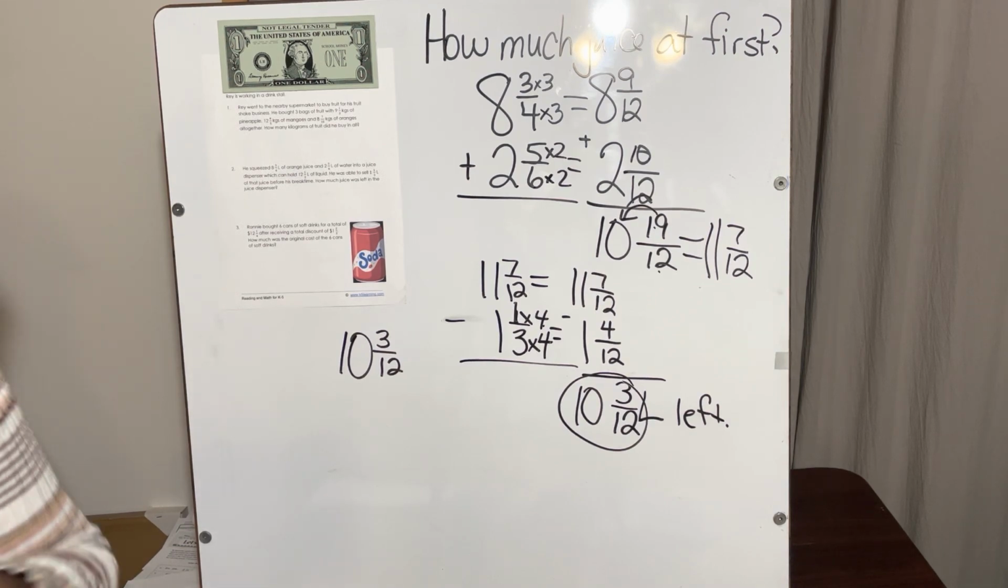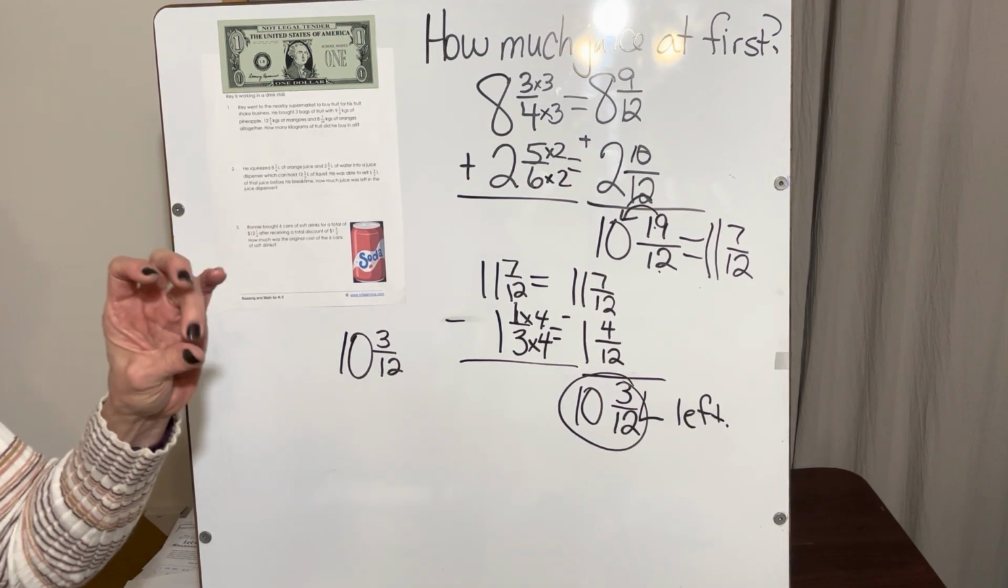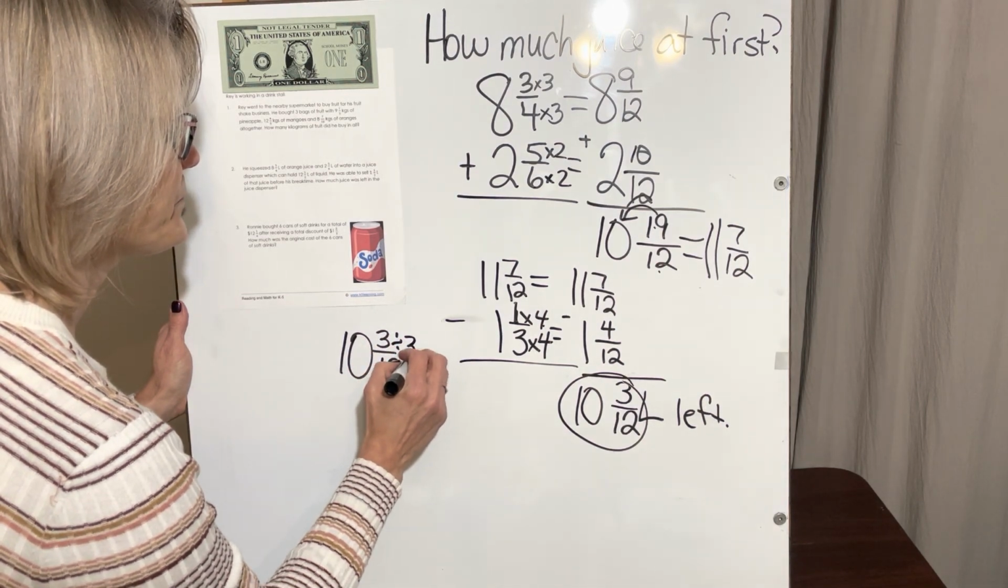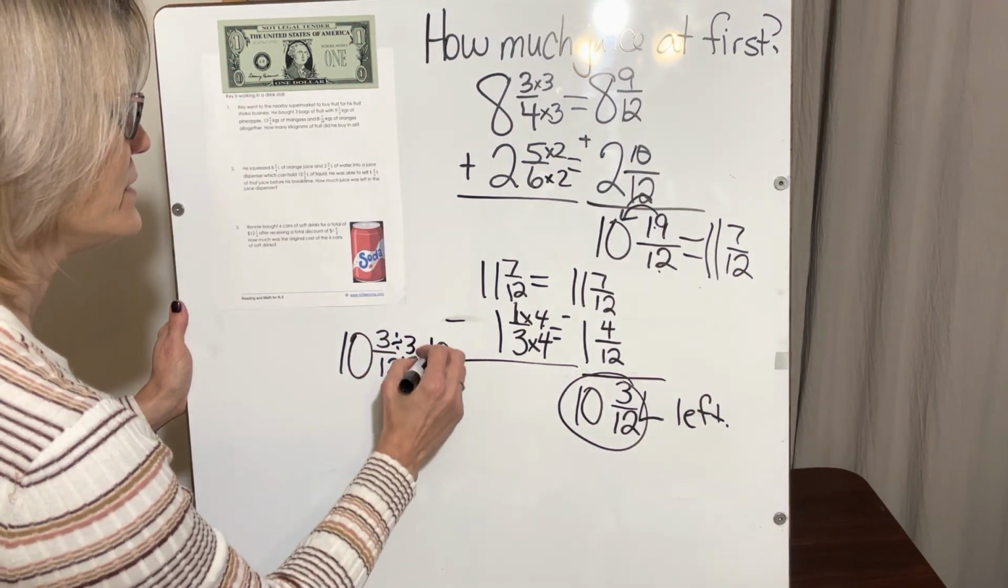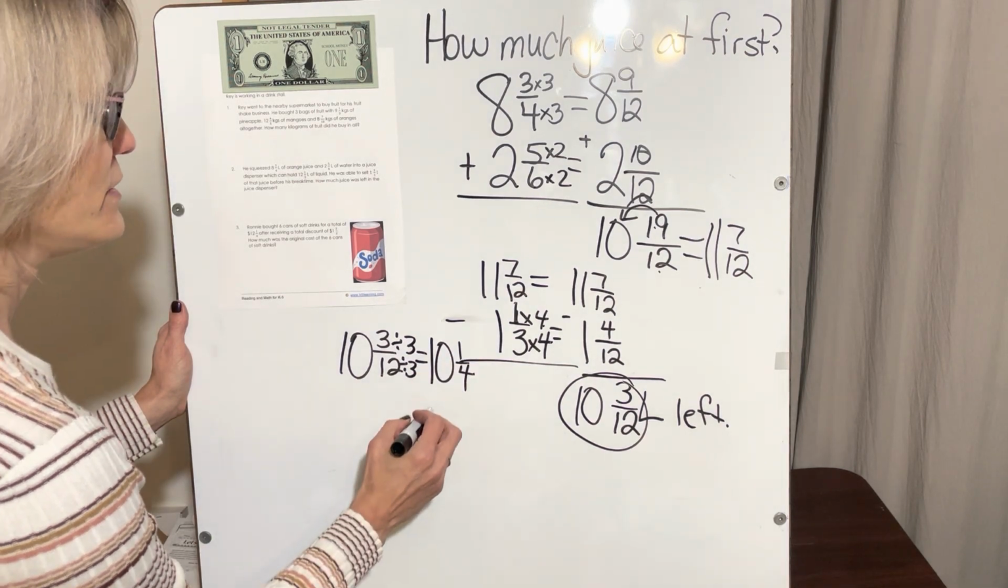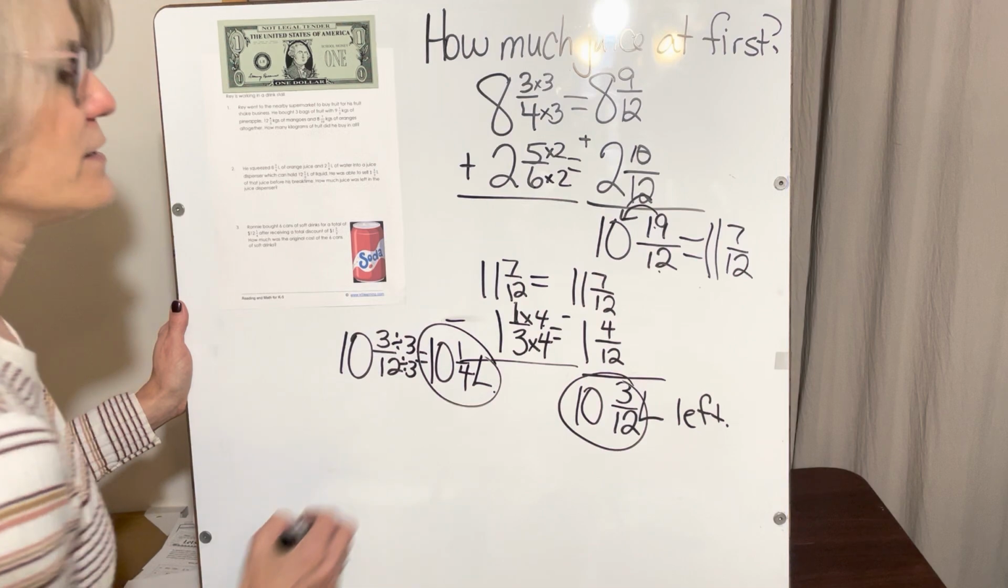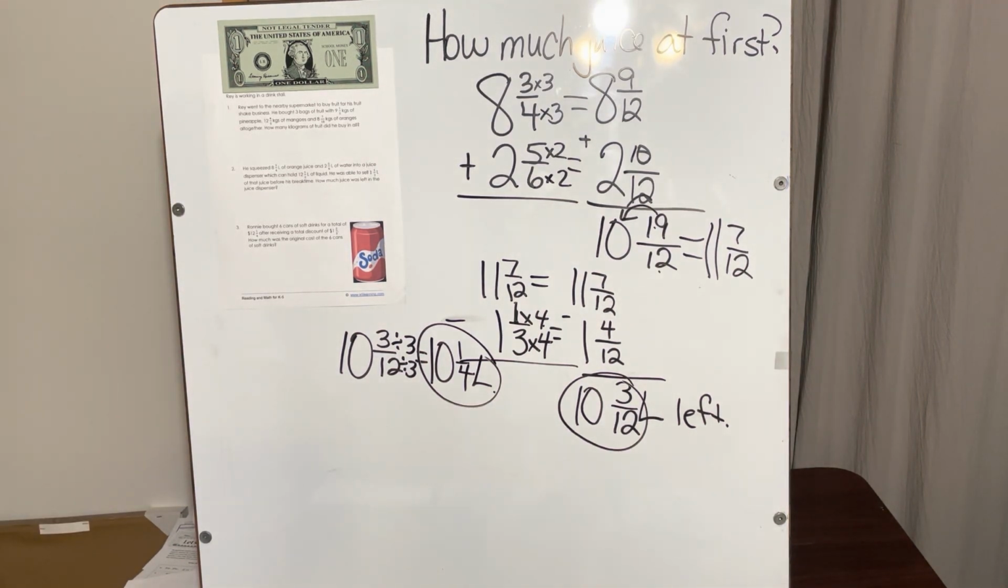I can count by 3s and get 12. 3, 6, 9, 12. So I'm going to divide this by 3, and I get 10 1/4. So 10 1/4 liters would be this answer simplified. Okay? So this is a 2-step story problem.